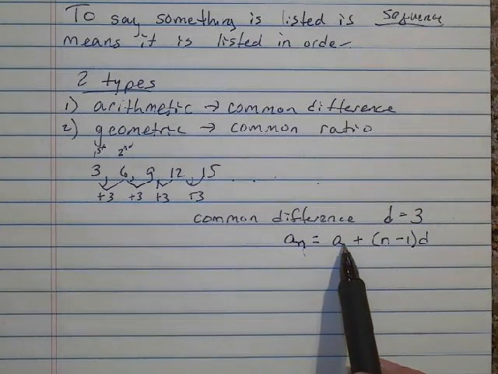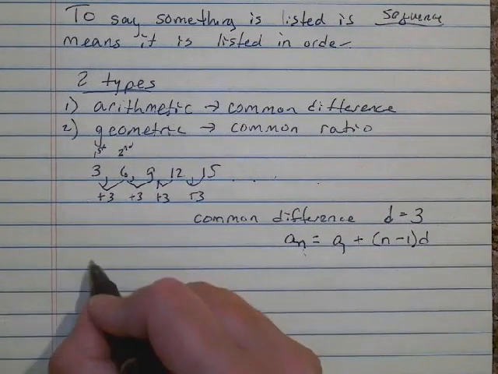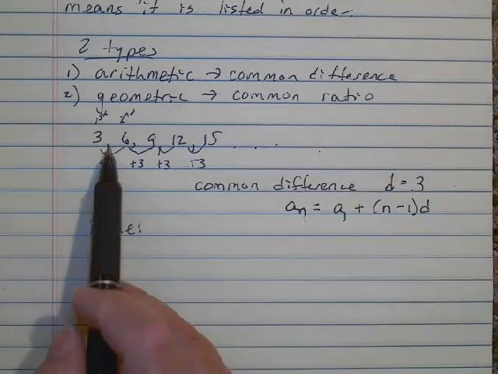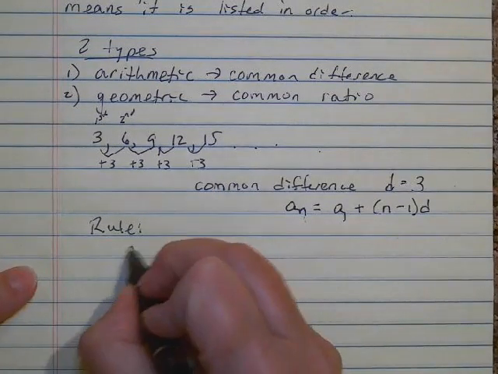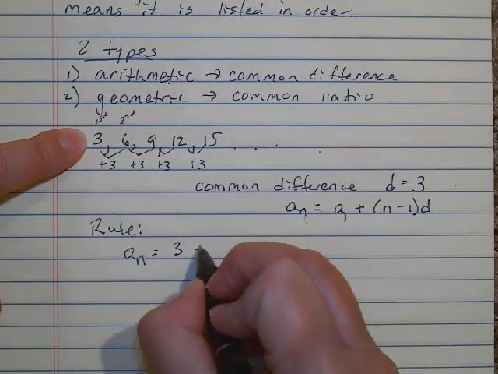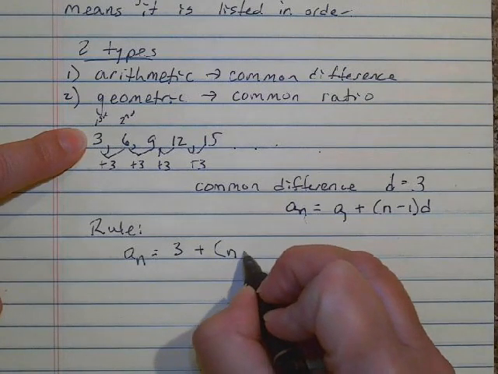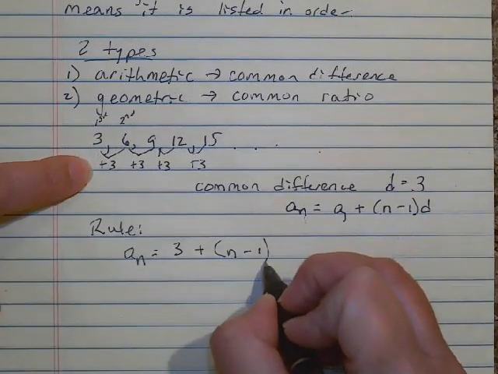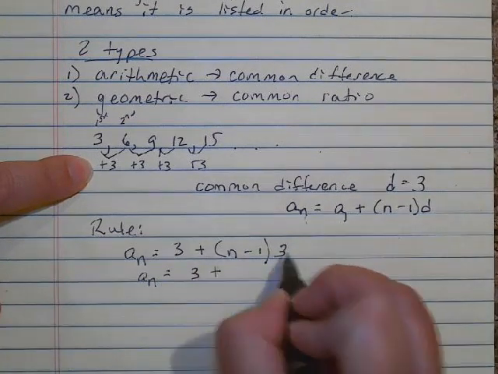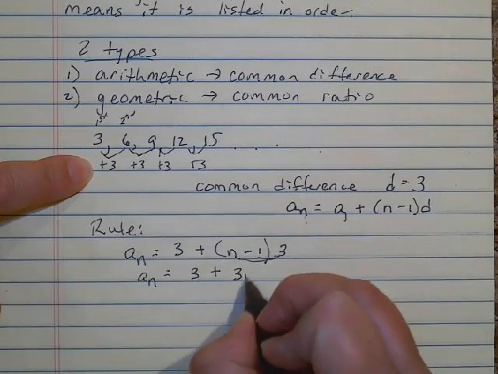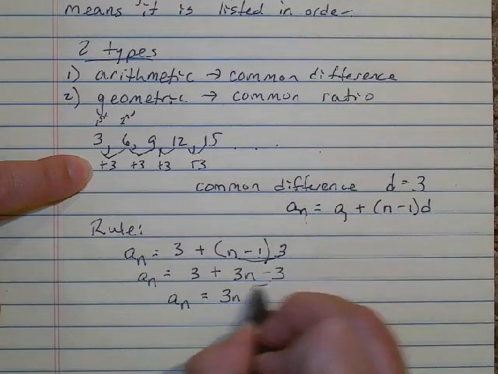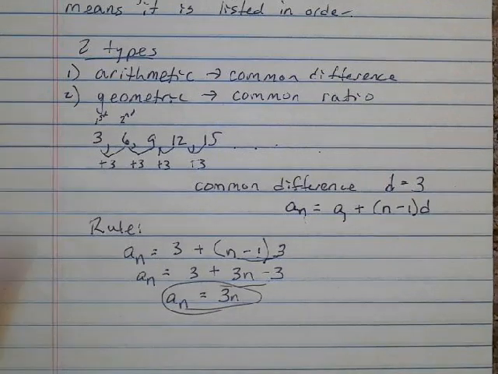So if I were going to find the rule, and on your homework today, it's going to ask you to write a rule for this sequence. So the rule to find any term would be the first term, which is 3, plus whatever term I'm wanting to find, subtract 1, times the common difference, which is 3. And I'll have to do distributive. So the rule for this one is 3n plus 0, or just a sub n equals 3n.